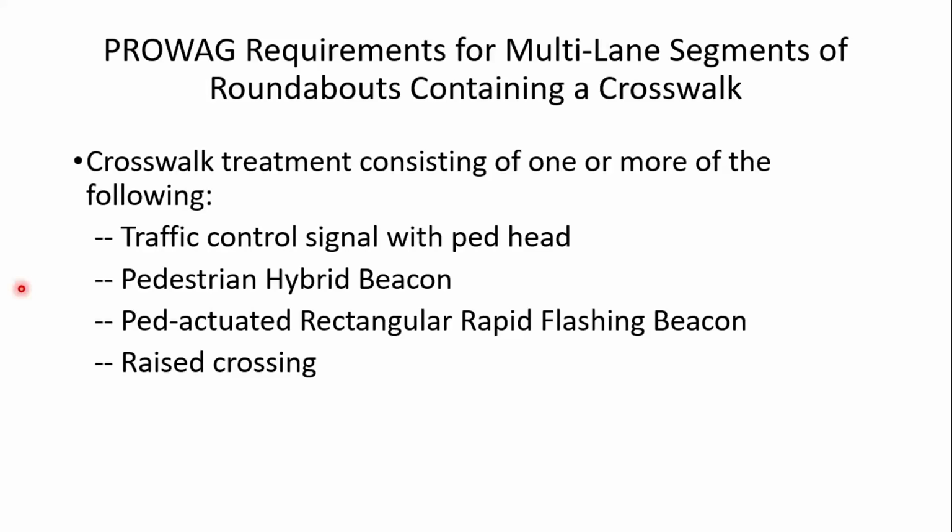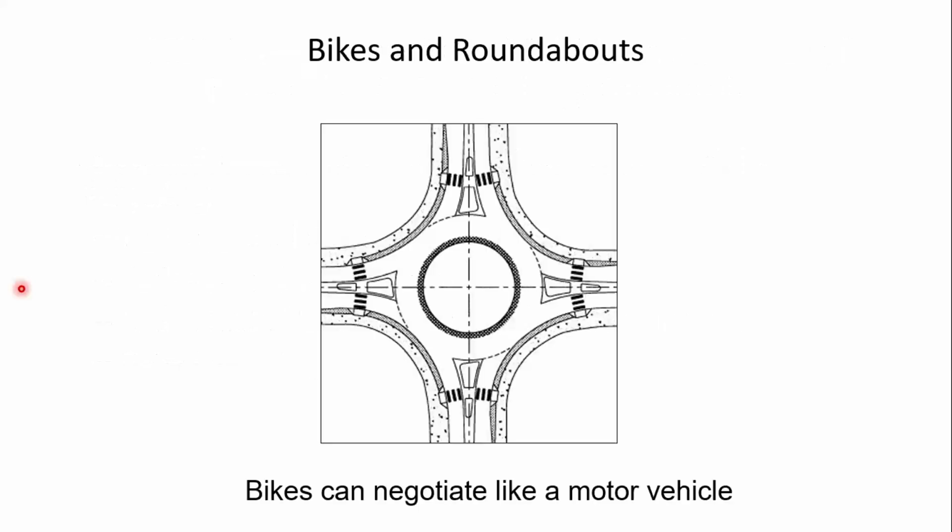So what does PROWAG say about these signalization requirements for multi-lane segments of roundabouts that contain a crosswalk? They say a crosswalk treatment consisting of one or more of the following. They include the traffic control signal with a pedestrian head. That's kind of the conventional traffic signal. You could use a PHB. You could use RRFB, a ped actuated RRFB, and also a raised crossing. And we talked about those earlier with respect to the channelized slip lanes.